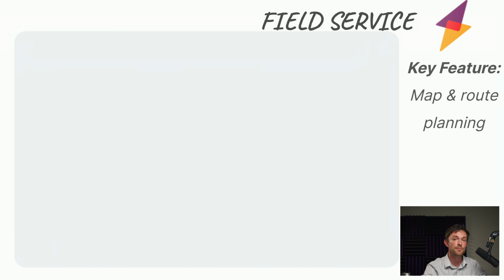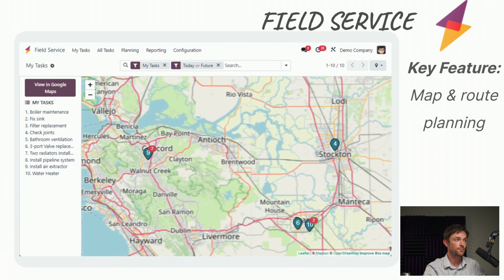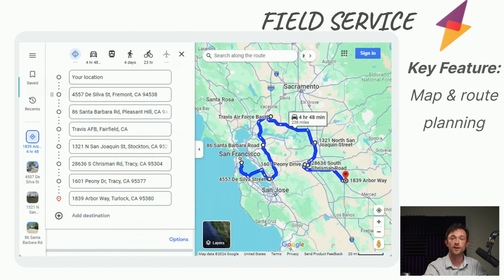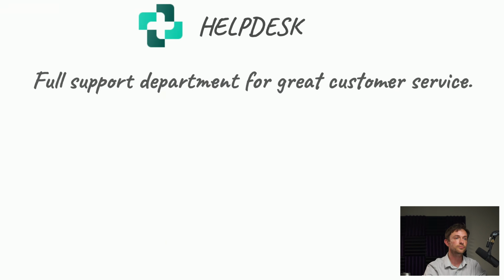I want to highlight the map and route planning, which is really nice. So the way it works is, let's say you have several jobs to do in a day, and you can view them on a map like this. If you want to, you can click View It in Google Maps, and then it can automatically create a route for you right away. And so that makes it really easy for field service workers that are driving all over a large area and they're trying to plan their day.